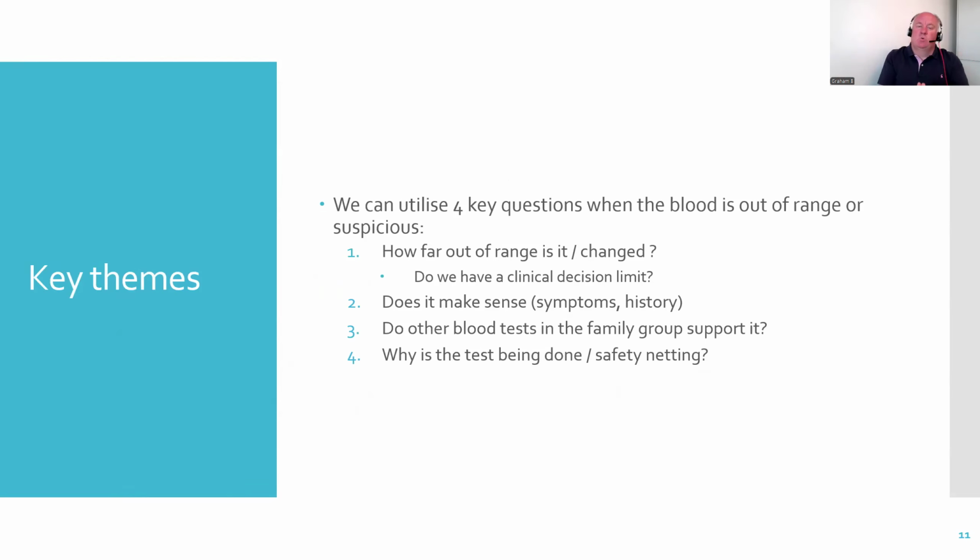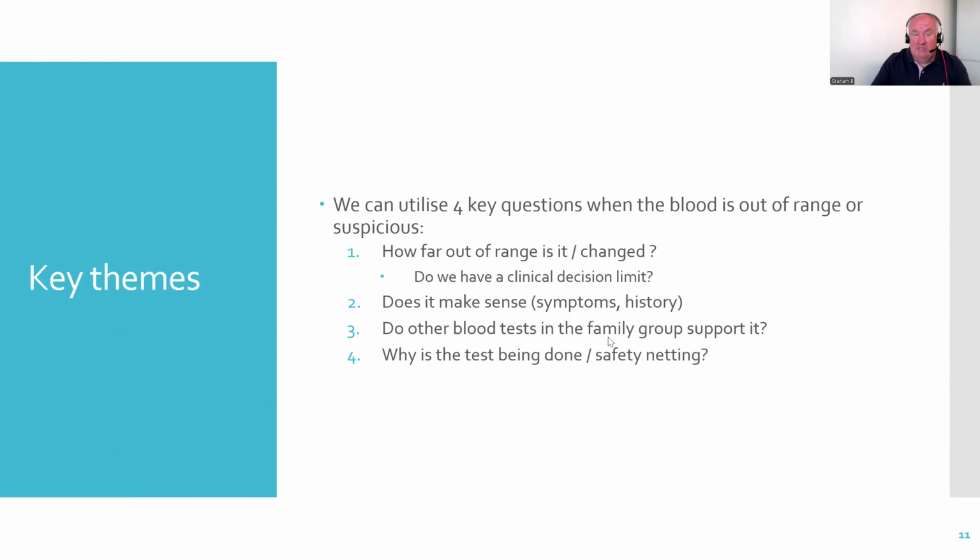When we come to look at the result, we can have a look at 4 key questions. So first question, how far out of range is it? What's the trend data? Have you got any clinical guidance around a level at which it's too dangerous or we need to escalate it? These are called clinical decision limits. Does the result make sense? Are they symptomatic for the blood test? Is it always out of range for them? So can we treat the person rather than the numbers?